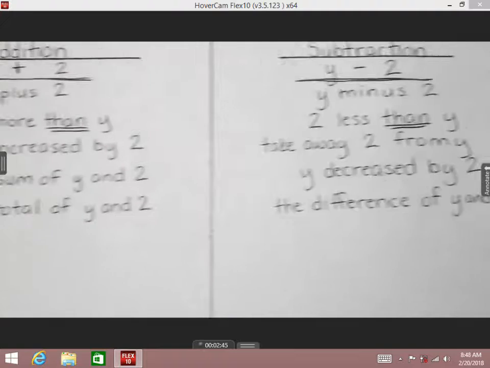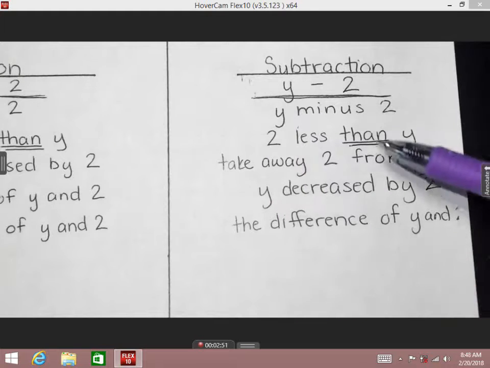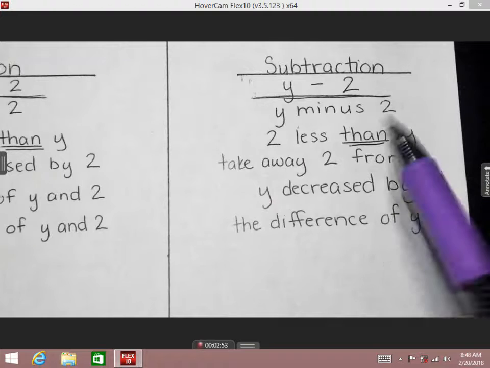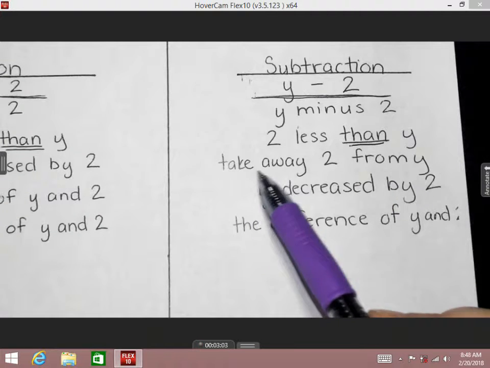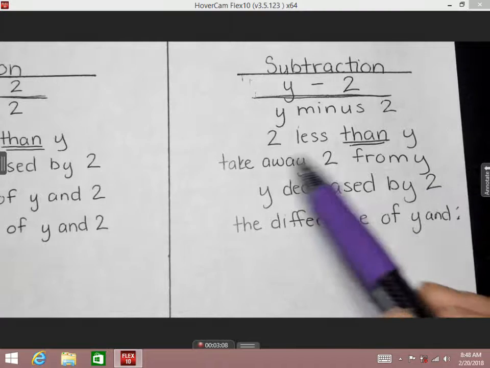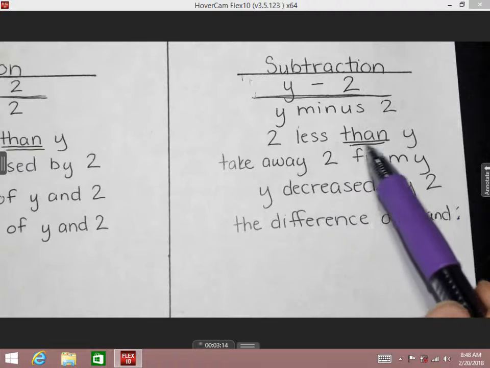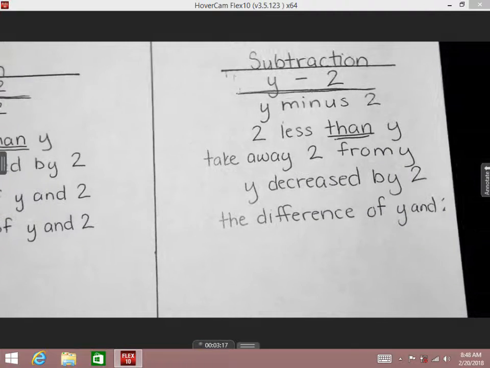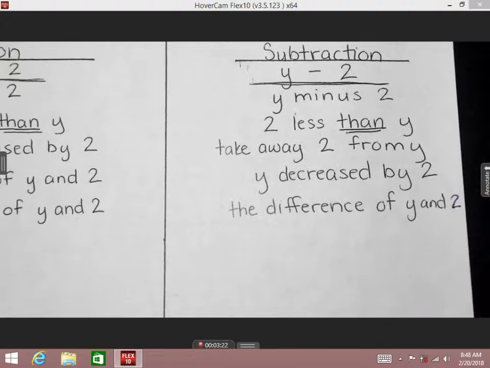So on subtraction, you'll see the same thing kind of happen. We're looking at y minus 2. All of these are in the same order except for 2 less than y. It had than, so that flipped around. Also take away. If it says take away 2 from y, don't we have to have the y in order to be able to take the 2 away from it? So the y has to come first there as well. Okay, again, that trick for than will work. Just flip it around. Oh, look, that got cut off. The difference of y and 2. That's what that should say right there. Those are just some keywords that might help us today.